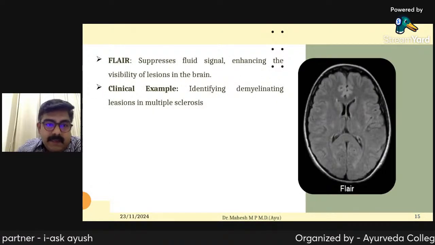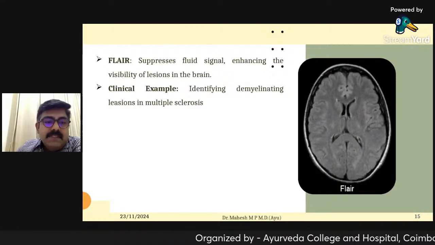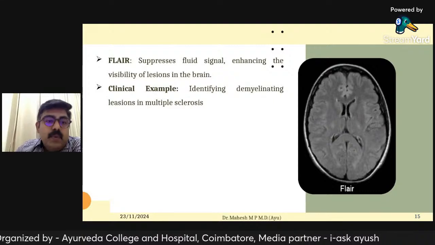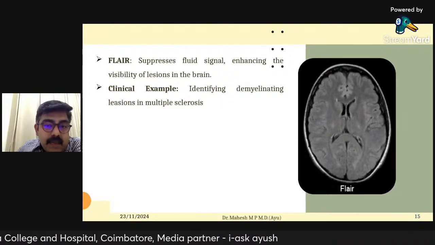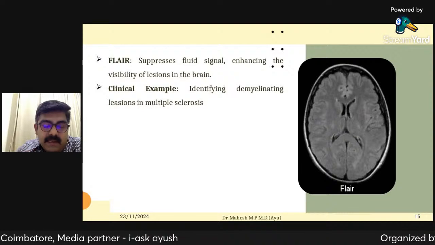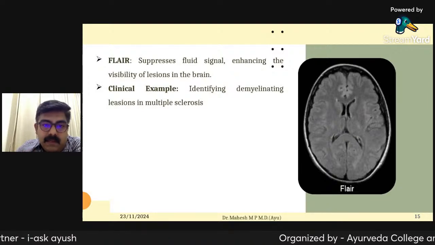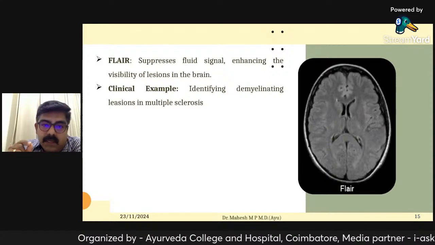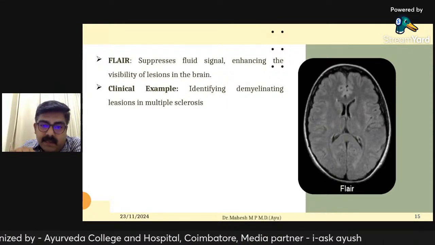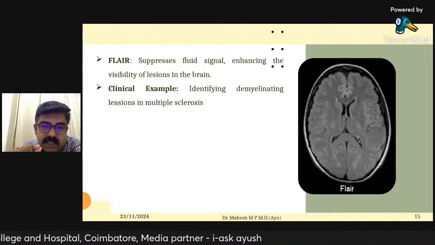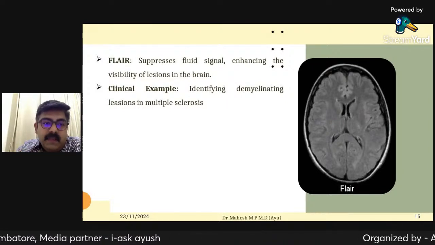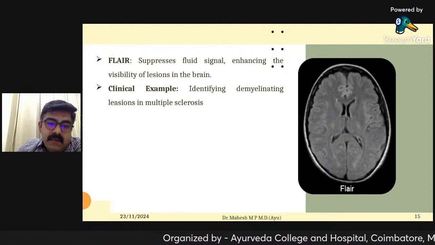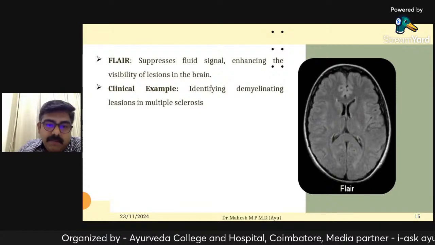Next one is FLAIR. FLAIR images mainly suppress the fluid signal. Fluid signals will be suppressed, which enhances the visibility of lesions. If there are any abnormal lesions, such as Dawson's finger appearance in multiple sclerosis, or any other white matter lesions and periventricular lesions, all those things we can see more clearly with FLAIR. Identifying demyelinating lesions in multiple sclerosis is very much helpful with FLAIR type sequences.